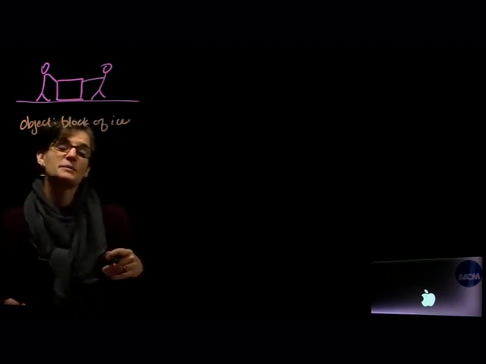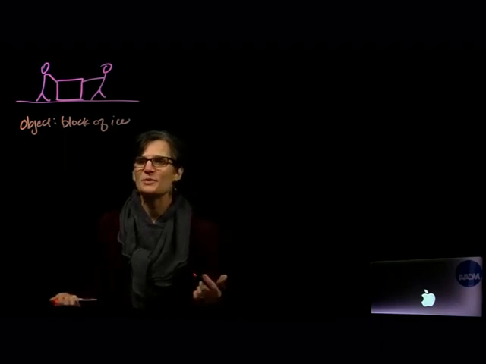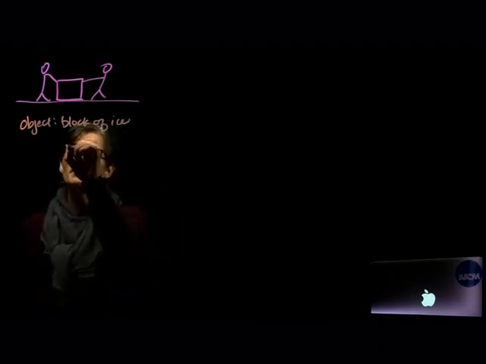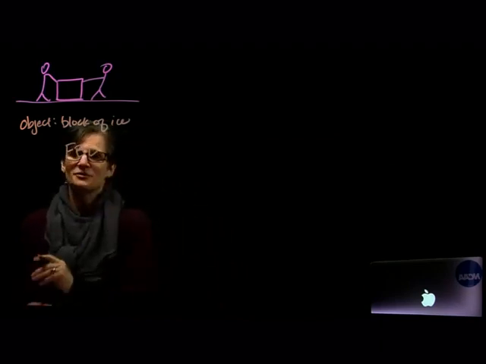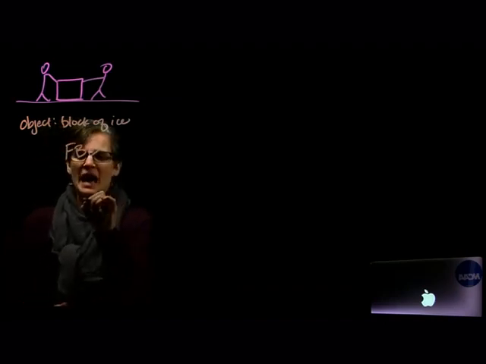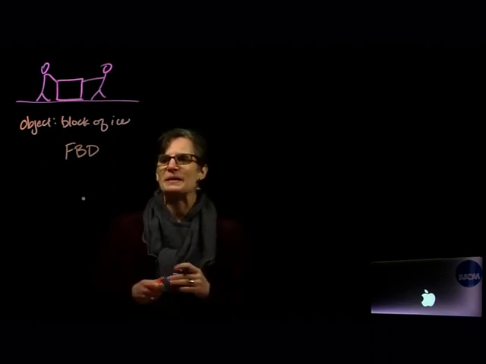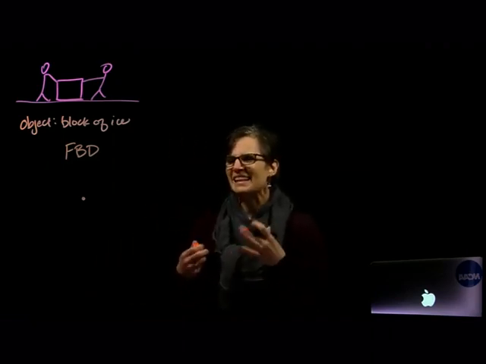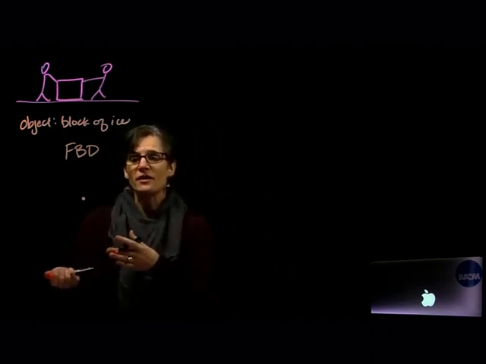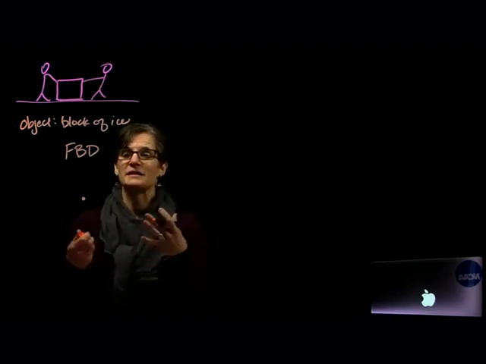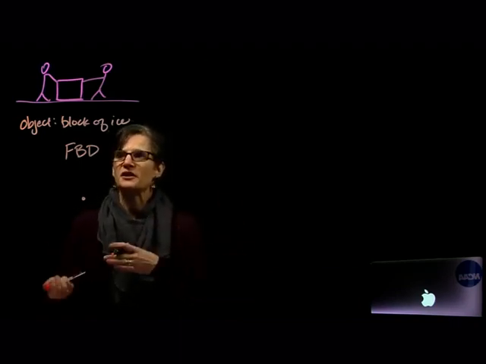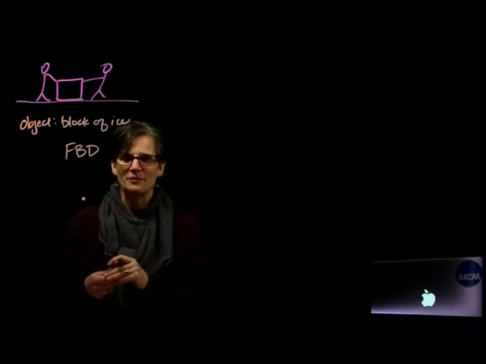All right, and because we're interested in the net force, we're going to do a force analysis. And the first step of a force analysis is a free body diagram. So I like to just use a dot for my object of interest, the block of ice. And then I need to think about what interactions this block of ice is experiencing, and how do those interactions turn into forces on my free body diagram.